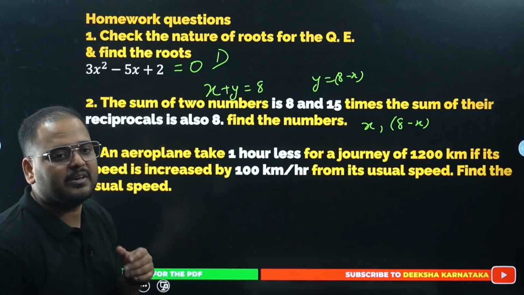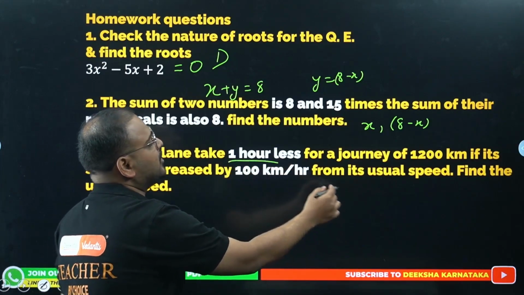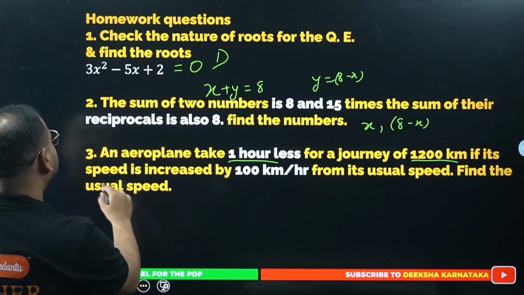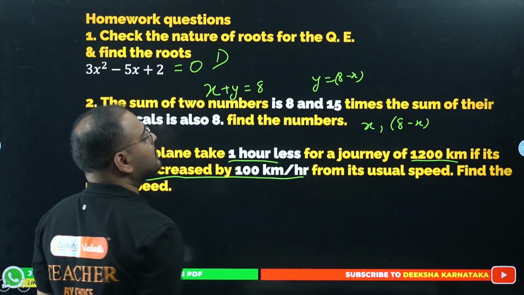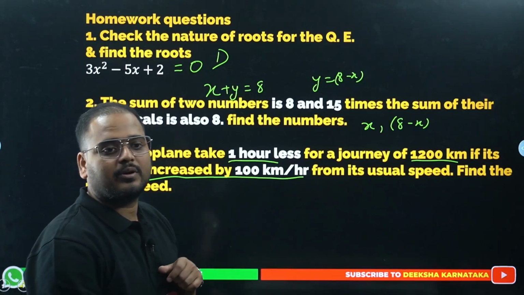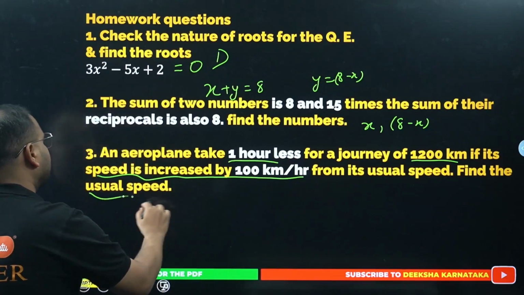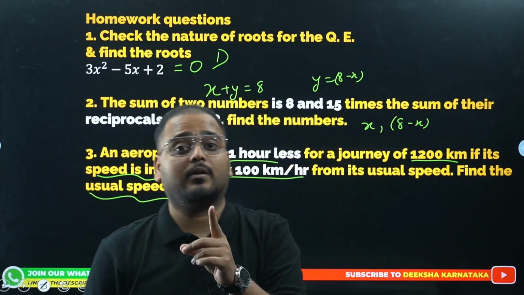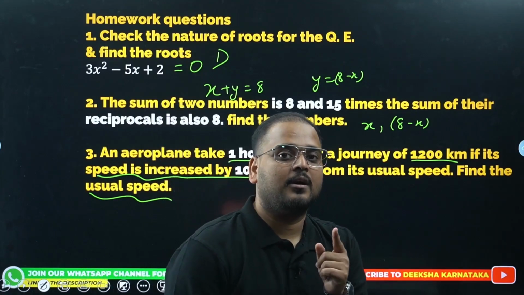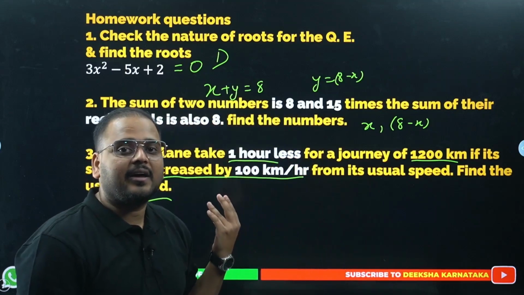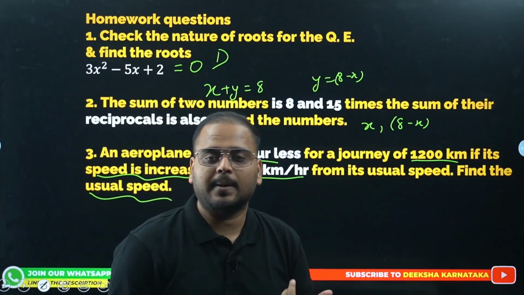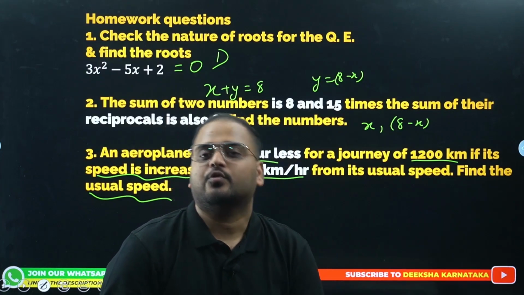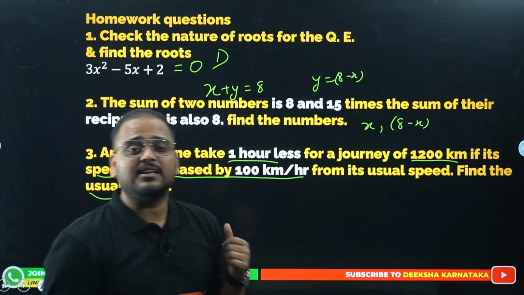Aeroplane question, same thing. The statement is given: 1 hour less for a journey of 1200 kilometers if the speed is increased by 100 kilometer per hour. Find the usual speed. Everything is the same, just the numbers are different. I know you'll be able to solve it. First give your own try without looking up the solution. First solve the class note questions, then give these questions your own try. Very easy, you'll solve it.